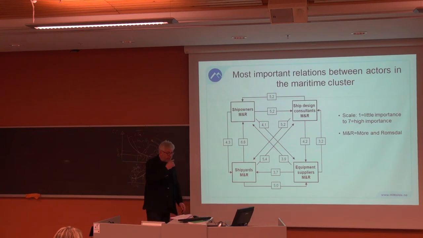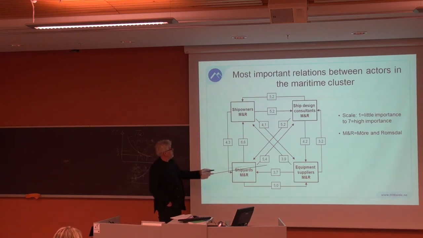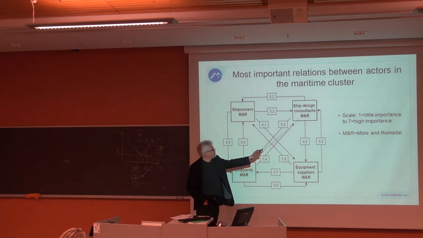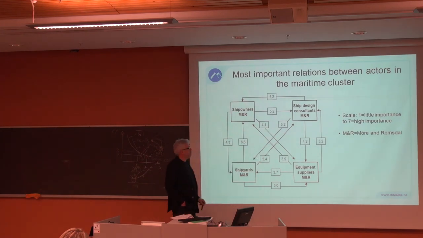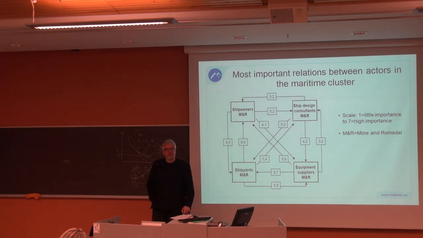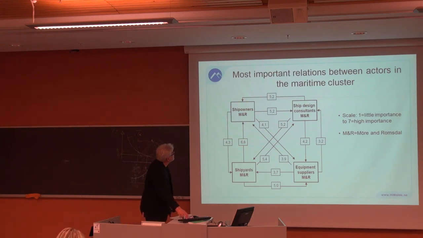Then you can start to ask, if you do a study like this and you find that the strength of the cooperation here is not too strong, here it's 3.2, somewhere in the middle, 3 to 4, why is this the case? There is potential here for improving these relationships. And what good would that do? That is elaborating further on an approach like this.